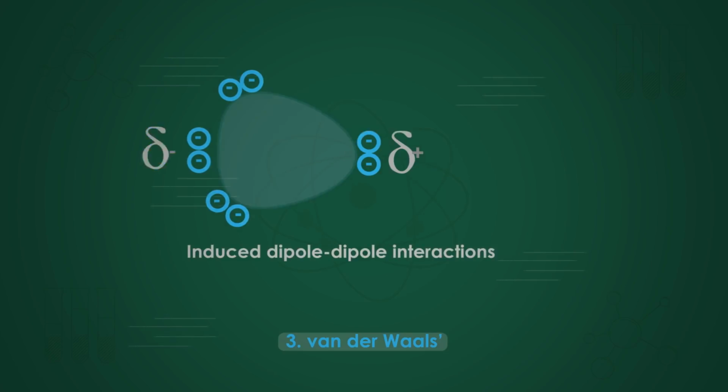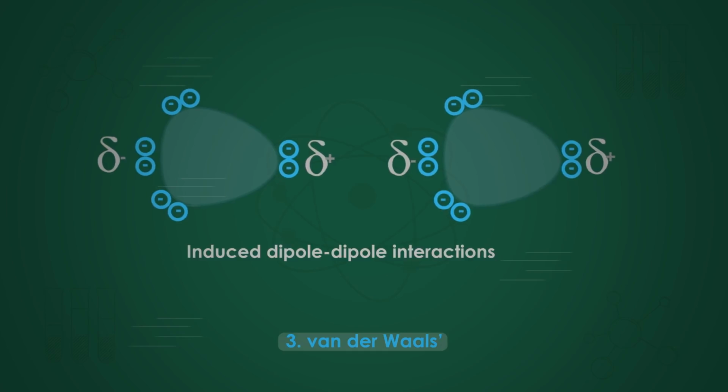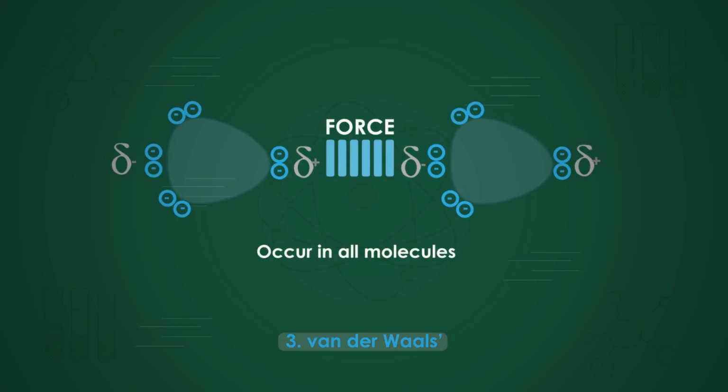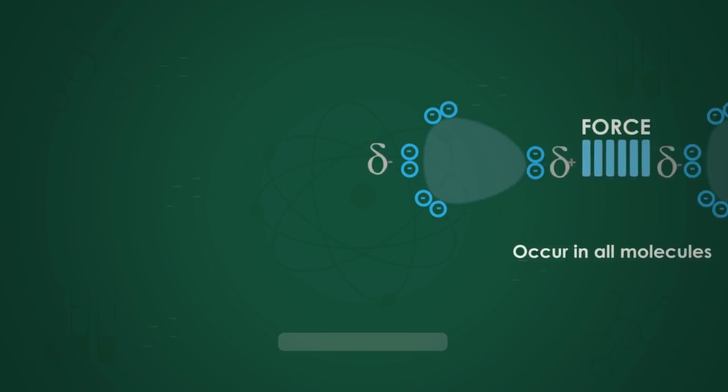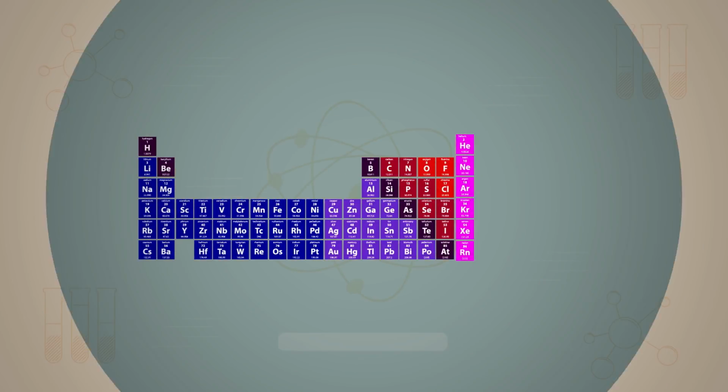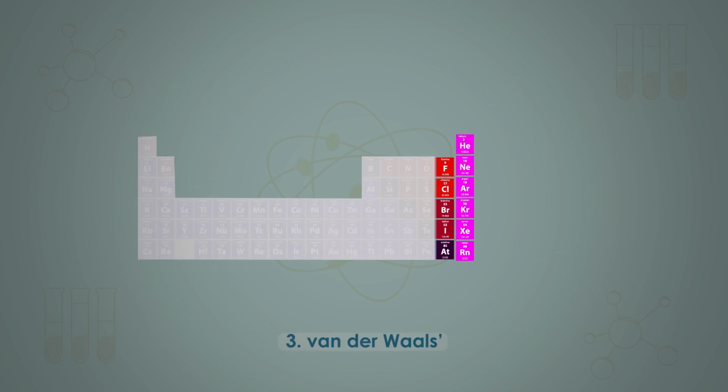These induced dipole-dipole interactions, called van der Waals forces, occur in all molecules, whether polar or not, but are the only intermolecular forces between non-polar molecules, such as the halogens and the noble gases. As the number of electrons in the molecule increases, so do the van der Waals forces. This explains why there is an increase in boiling point as we go down the group of halogens and down the group of noble gases.